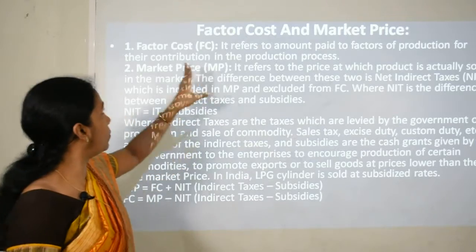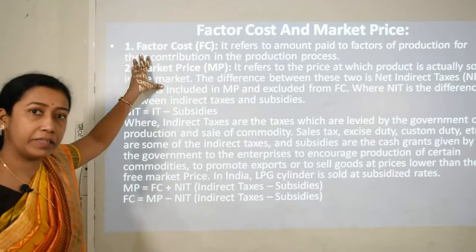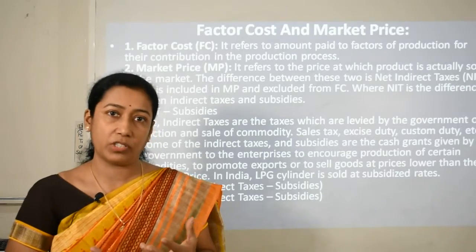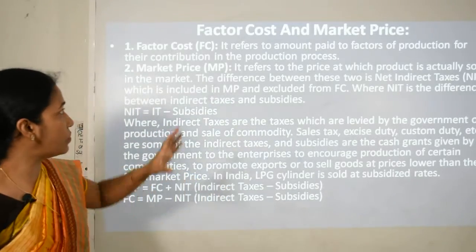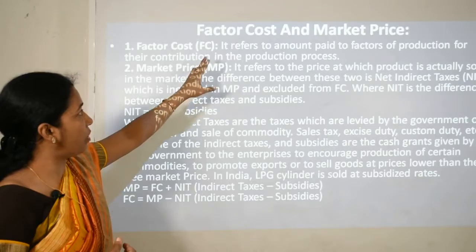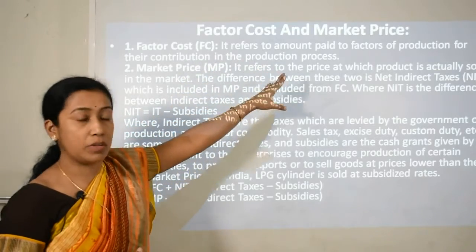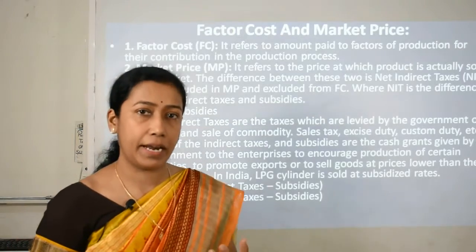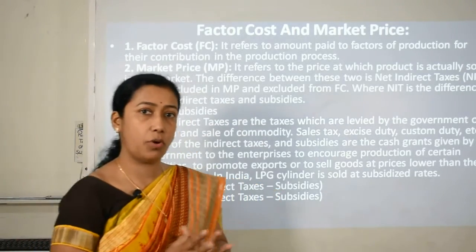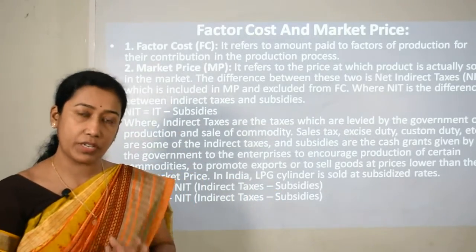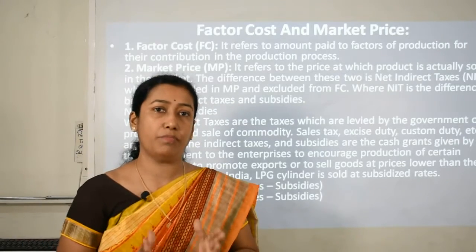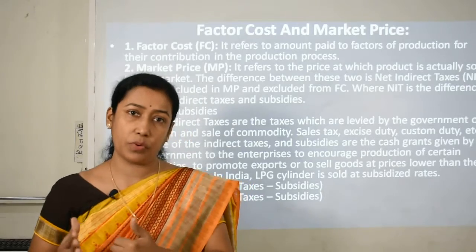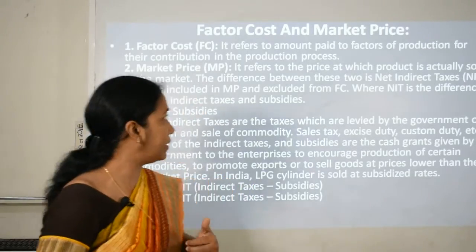So please concentrate well. When we talk about factor cost, it means the cost or expenses on factors of production. That means whatever cost we have incurred on factors of production, it refers to the amount paid to factors of production. Now the factors of production are land, labor, capital, and enterprise. All these are required by any firm, company, industry, manufacturing sector or service sector for the process of production or for further economic activities.